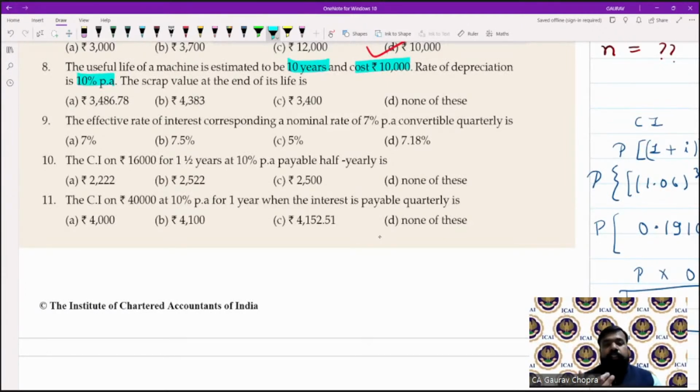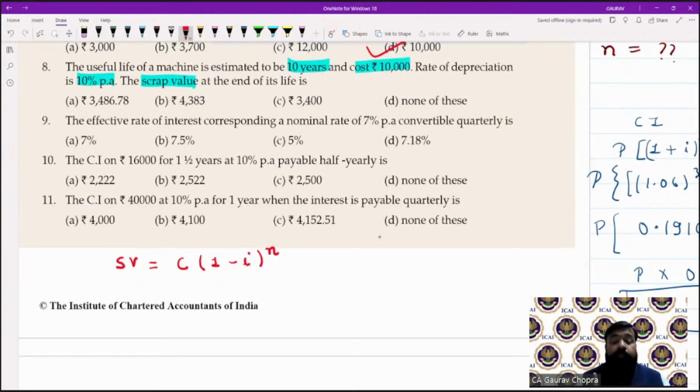Decrease in value of asset is depreciation. You already have done this in your class 11, 12, and then CA foundation also, accountancy. Now we have to calculate the scrap value at the end of its life. So scrap value means kitna value bachega. So what is the formula for this? So scrap value is equal to cost multiplied by 1 minus I to the power of n. The formula is almost similar to the compound interest formula. In place of plus I, you have to do minus I.